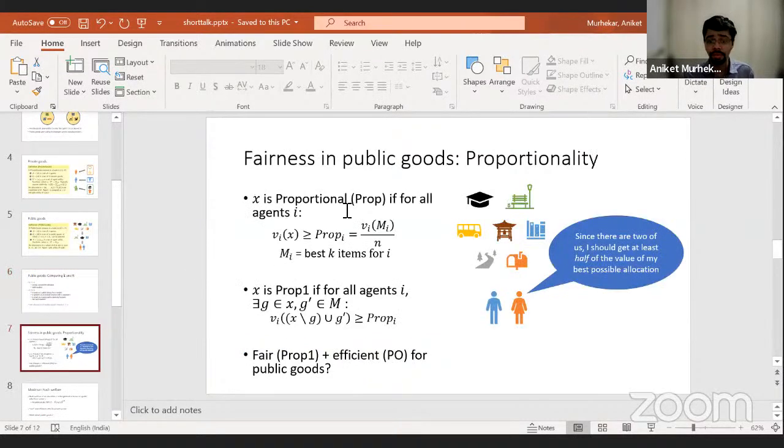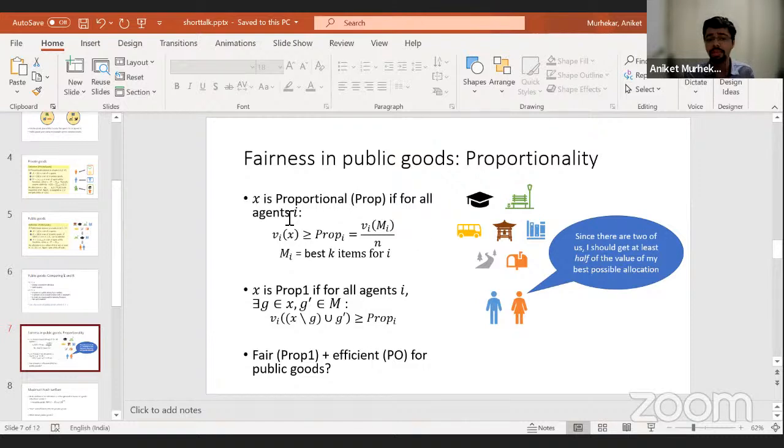So what do I mean by fair here? The central notion of fairness is proportionality. Here we say an allocation x is proportional if every agent i gets a value under x which is at least her proportional share. The proportional share of an agent is 1/n of the value that agent i has for her best possible allocation. So for example, if there are 2 agents, every agent should get at least half the value of her best possible allocation. Under additivity, the best possible allocation for an agent is simply the set containing the best k items for that agent.